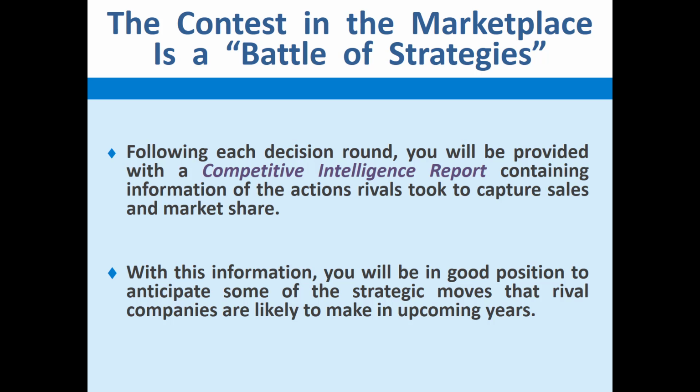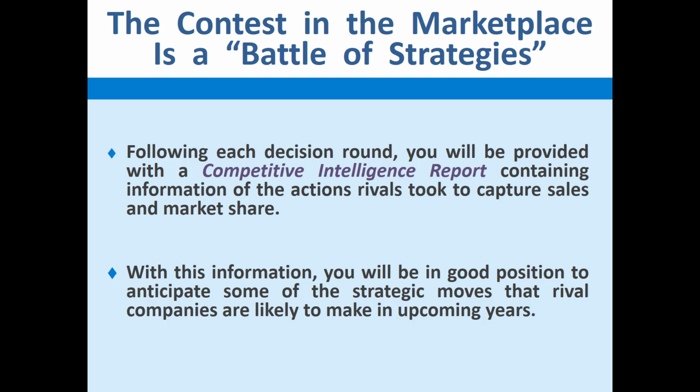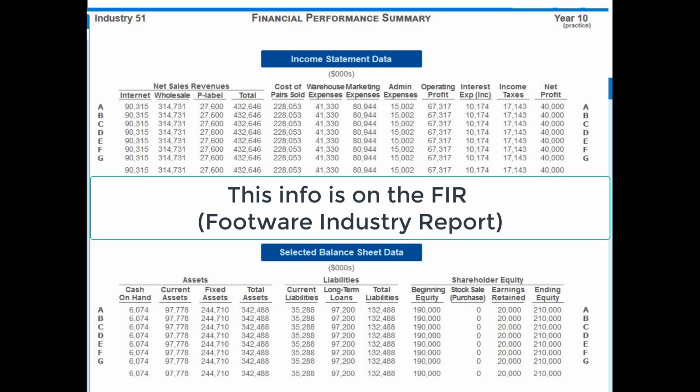After each decision round, you will have the ability to view several reports. One of them is the Competitive Intelligence Report, and it gives you information on industry average performance, but also specific information on each of the teams. Because the teams are publicly traded, some information must be publicly disclosed. For example, financial statement information.